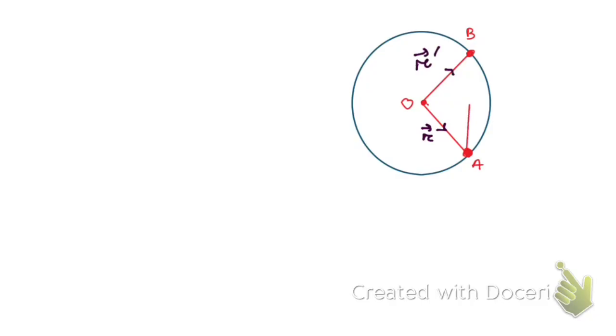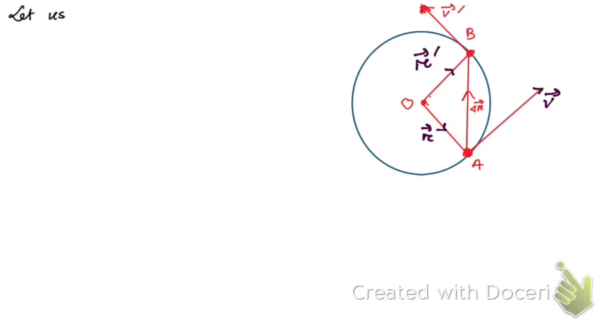Then here is the displacement vector, let it be del r. Now the velocity at this point A, which is along the tangent, is suppose v, and the velocity when it is at the point B is suppose v dash.